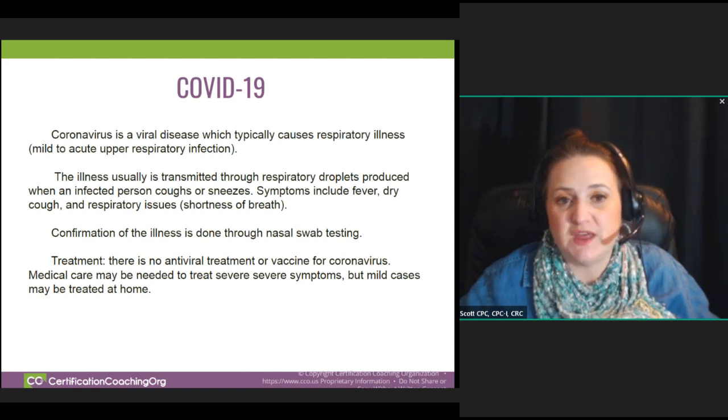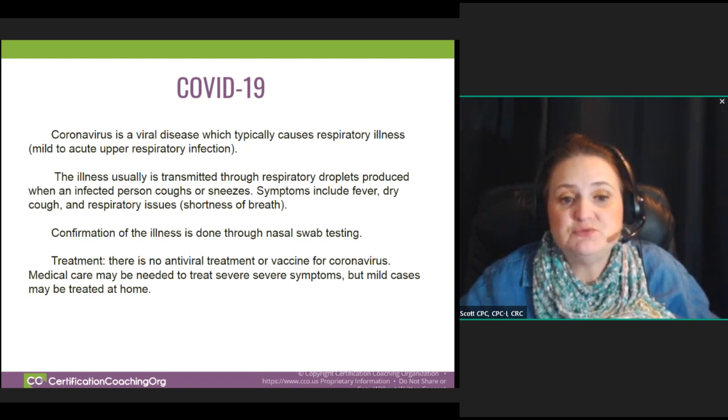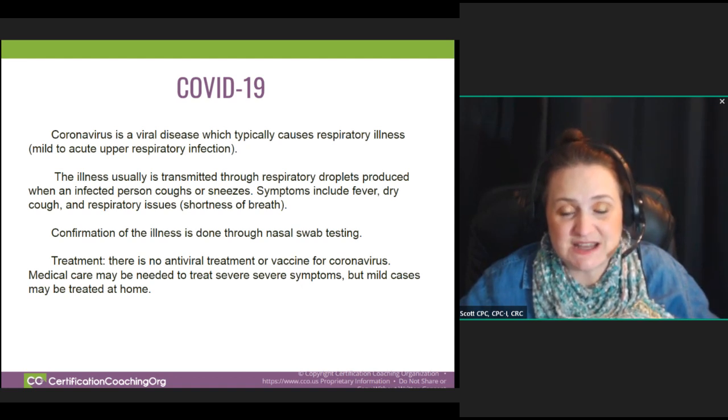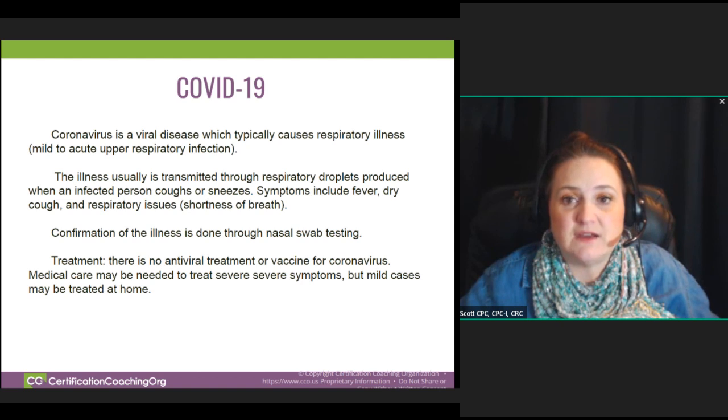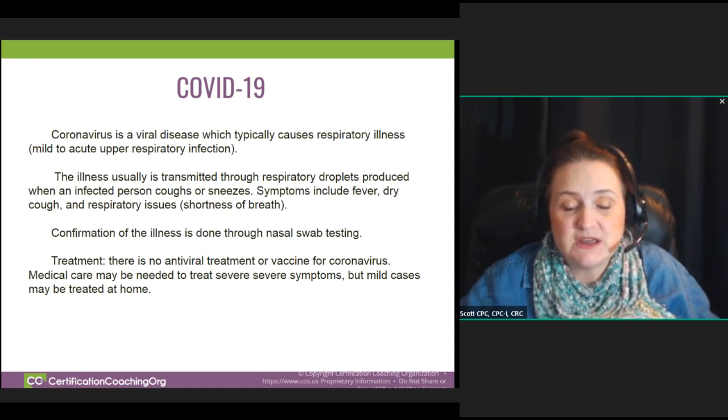And we know that now the signs and symptoms are going to be a fever, dry cough, and shortness of breath. Just because you may not have those signs and symptoms doesn't mean you're not contagious if you test positive. And if you've got it and you aren't sick enough to be put in the hospital, meaning you're having respiratory issues, then you stay home and you treat it just like you've got the flu. You go to bed, you drink your chicken noodle soup, and you stay home.